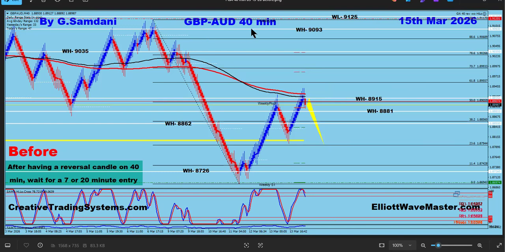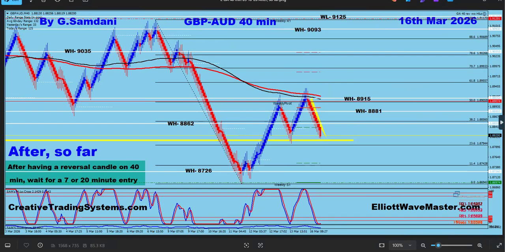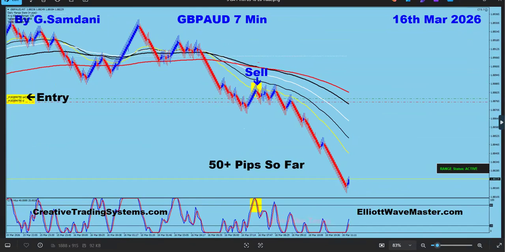So this was the chart, Pound Aussie 40 minutes, going to go down, and it did, and I got this trade coming down based on my system entry setup from the 7-minute chart. It came down here, a nice beautiful entry, and my EA took the entry. CTS 7 automatically takes the entry.